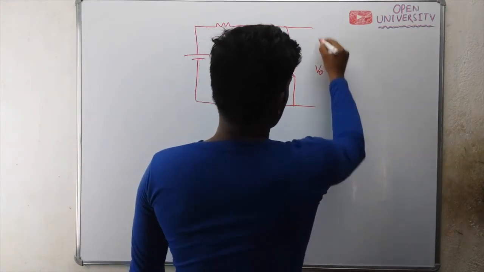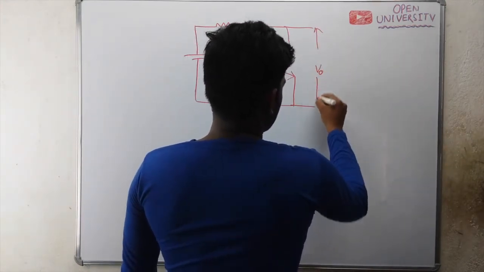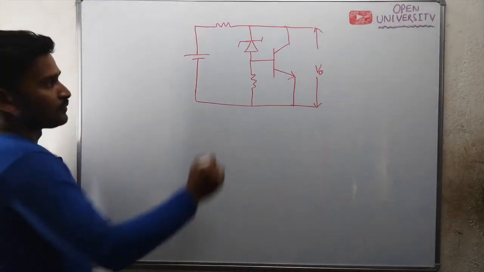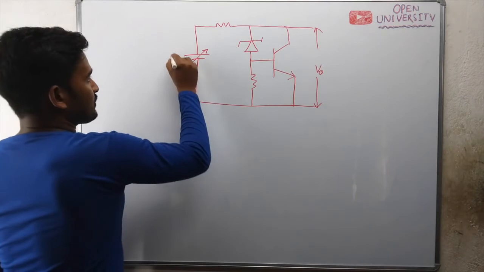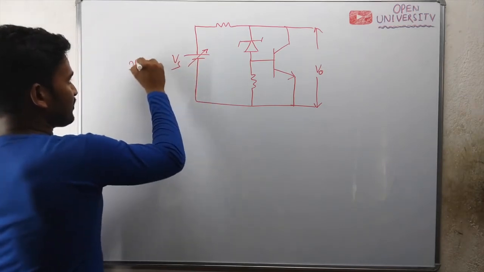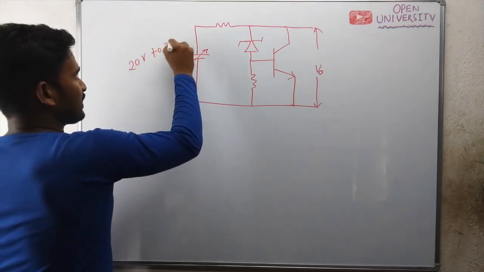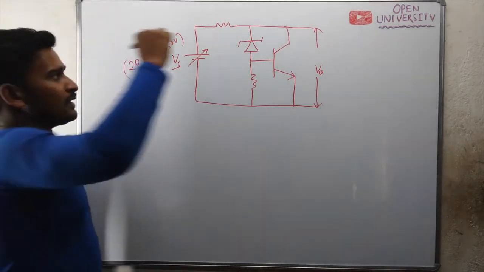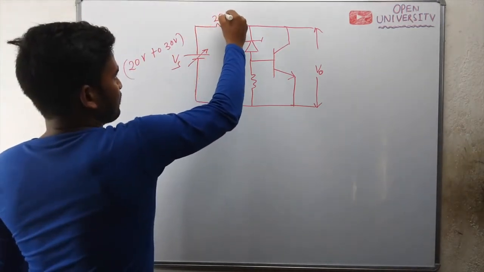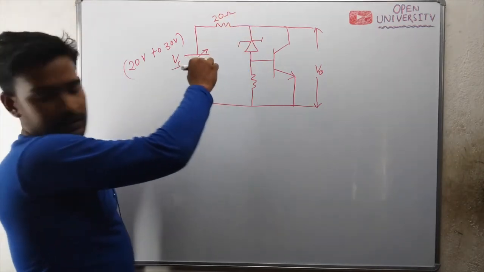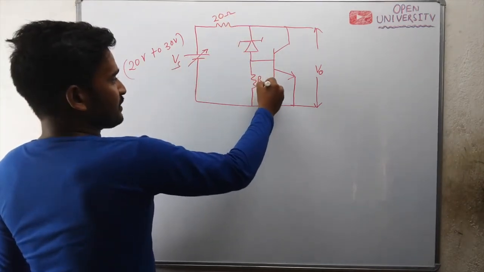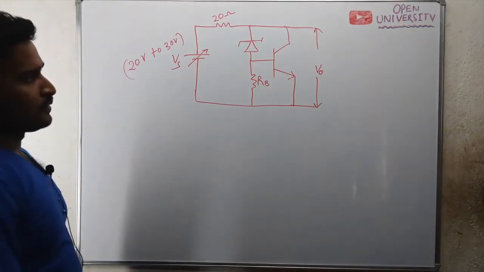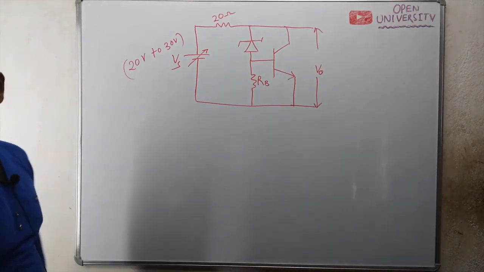This is your output voltage. This is your supply voltage, which is varied from 20 volt to 30 volt. This resistance value is 20 ohm, and this is RB. It is given to neglect the current through RB.